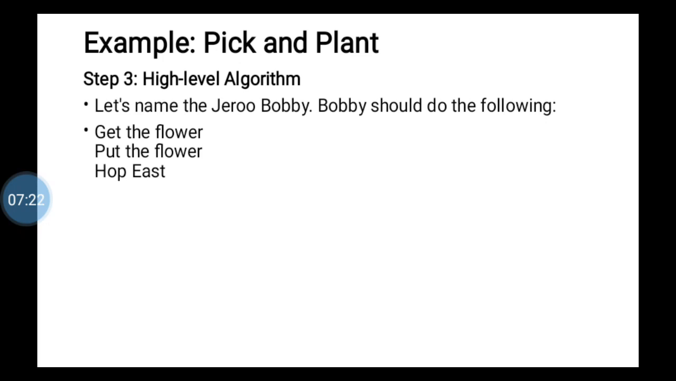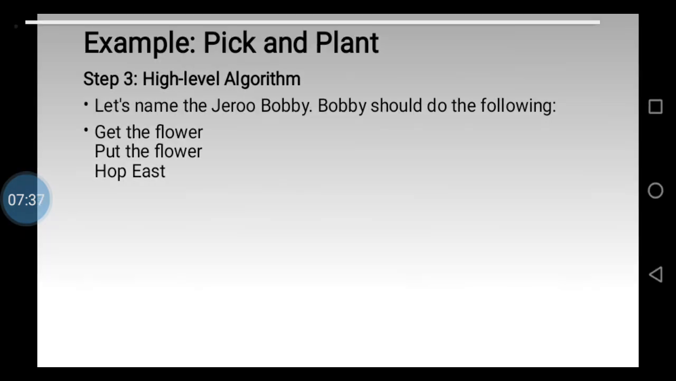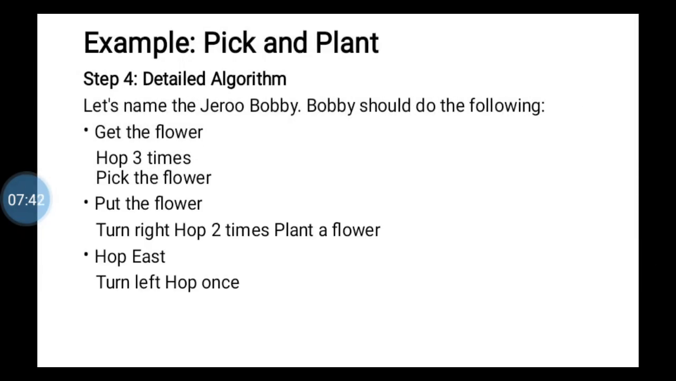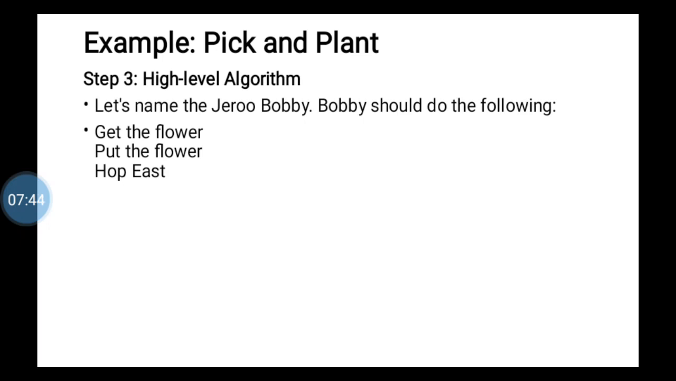Now, high level algorithm. Let's name the Jeru Bobby. You can name your own Jeru anything you like, and I will use your name. So Bobby should do the following. Now, this is our high level algorithm. Don't forget that we want to take out complexities. That's what a high level algorithm is all about. Get the flower, put the flower, up east. That is clear enough. No complexities.